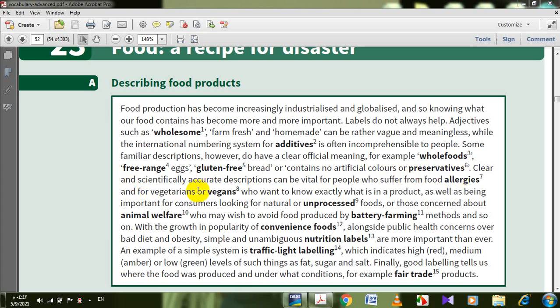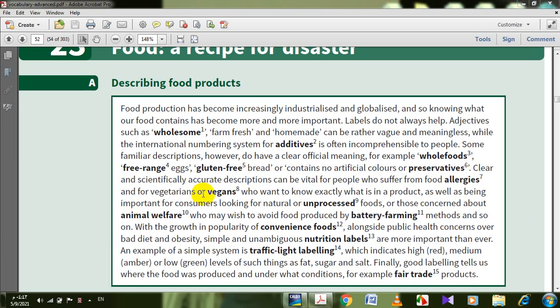Clear and scientifically accurate descriptions can be vital for people who suffer from bad allergies. الناس اللي بتعاني من حساسية. Okay? Okay. So the meaning of allergy here: a condition that makes a person become ill or develop skin or breathing problems because they have eaten certain foods or been near certain substances. The related adjective is allergic to. Allergic to, حساس لي. Okay.